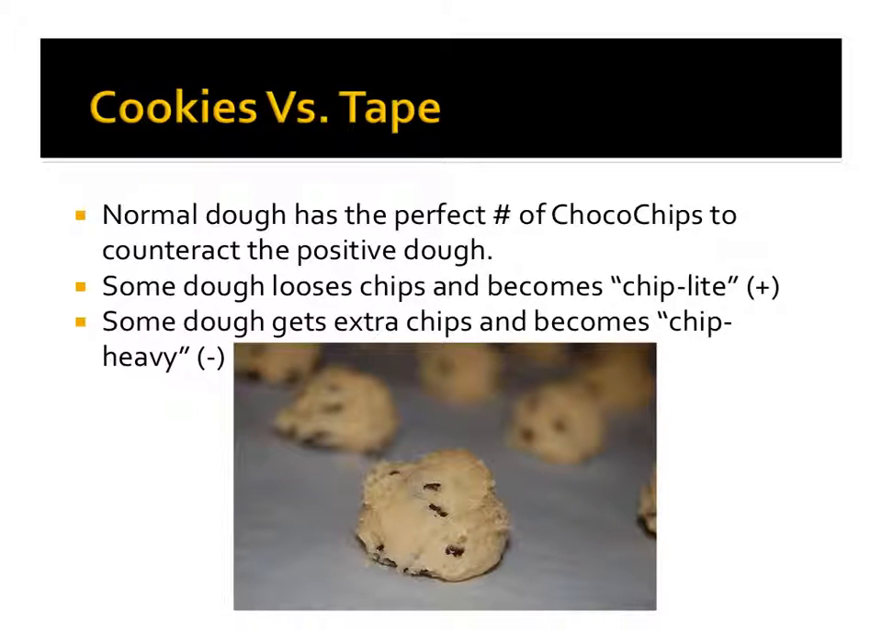Sometimes our dough can lose these electrons, and then it becomes positive. And then sometimes our atoms can gain chips or gain electrons, and then it becomes negative.